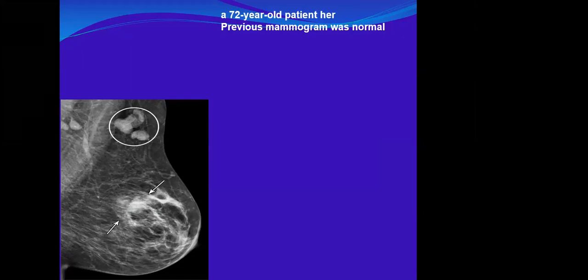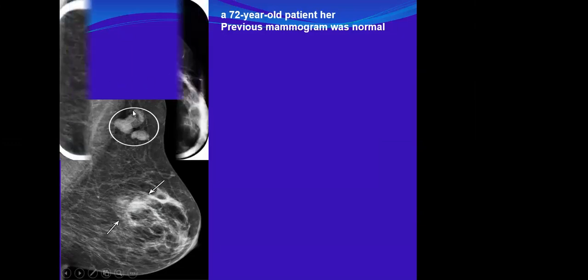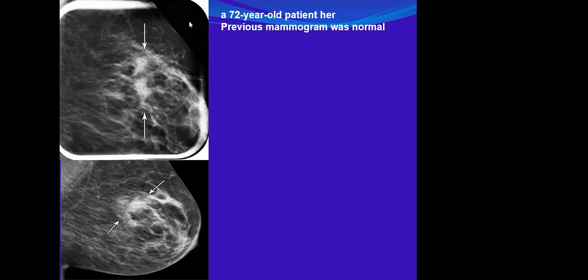Here there is asymmetry as well as associated axillary adenopathy. Spot magnification does not disappear. The asymmetry is there. A 72-year-old patient, her previous mammogram was normal. What does it indicate? Developing asymmetry. So we are dealing with a developing asymmetry, and it does not disappear.